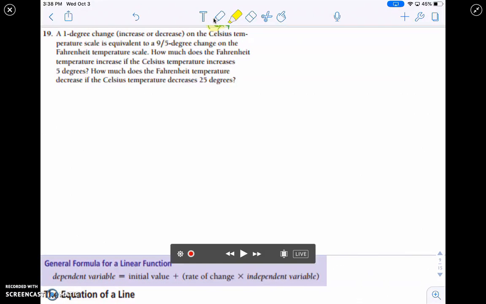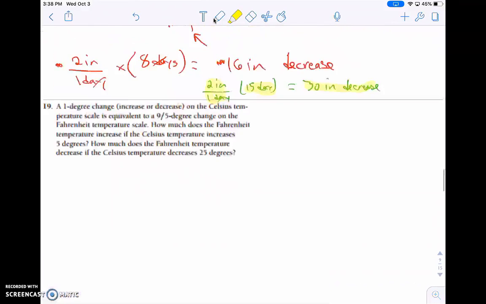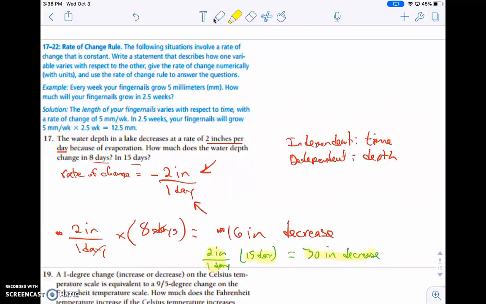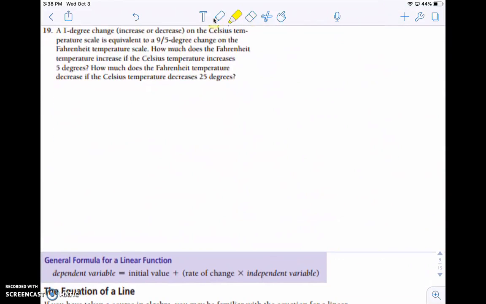Alright, this is part 2, Unit 9b, looking at linear functions, linear modeling. And this one, we are using the rate of change rule and just trying to determine the outcome of these questions using that rule.